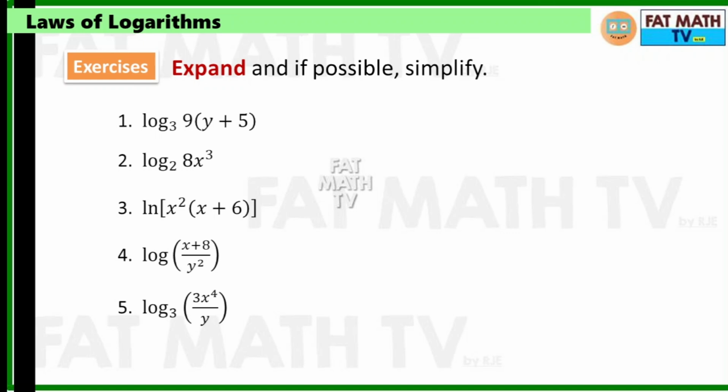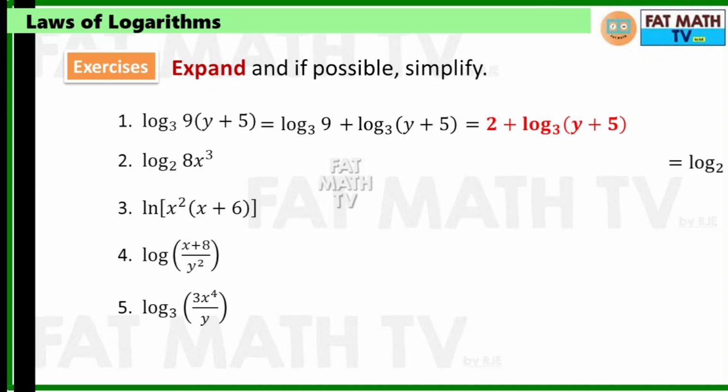So applying the laws of logarithms, number 1 is going to be logarithm of 9 to the base 3 plus logarithm of y plus 5 to the base 3. Logarithm of 9 to the base 3 is the exponent at which 3 should be raised to get 9. That is 2. So the final answer will be 2 plus the logarithm of y plus 5 to the base 3.